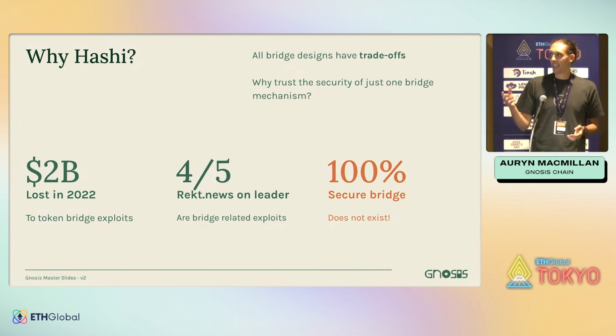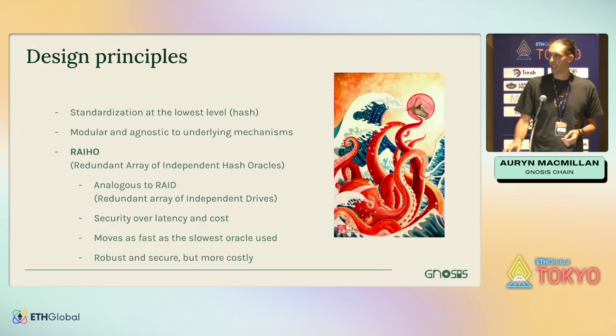And so Hashi is the system that essentially allows you to not have to trust one bridge mechanism, but rather to distribute trust over a number of different bridges, require that they agree, or require that a threshold of them agree in order to propagate any state change. So the design principles here: we wanted standardization at the lowest possible level, the hash for any kind of data or state change that you want to propagate, and to make it really modular and agnostic to the underlying mechanisms.